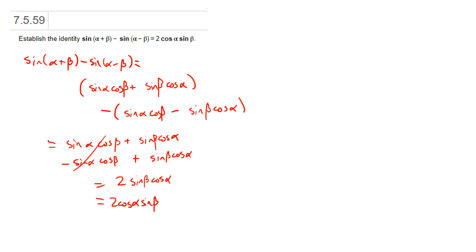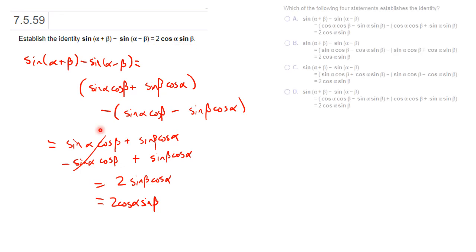Well, that's the same thing we were after, just with two terms in reversed order. Okay. So applying sum and difference formulas and then doing some basic algebra got us to where we wanted it. Between the angles alpha and beta, it doesn't matter what they are. The sine of alpha plus beta minus the sine of alpha minus beta is always 2 times the cosine of alpha times the sine of beta.